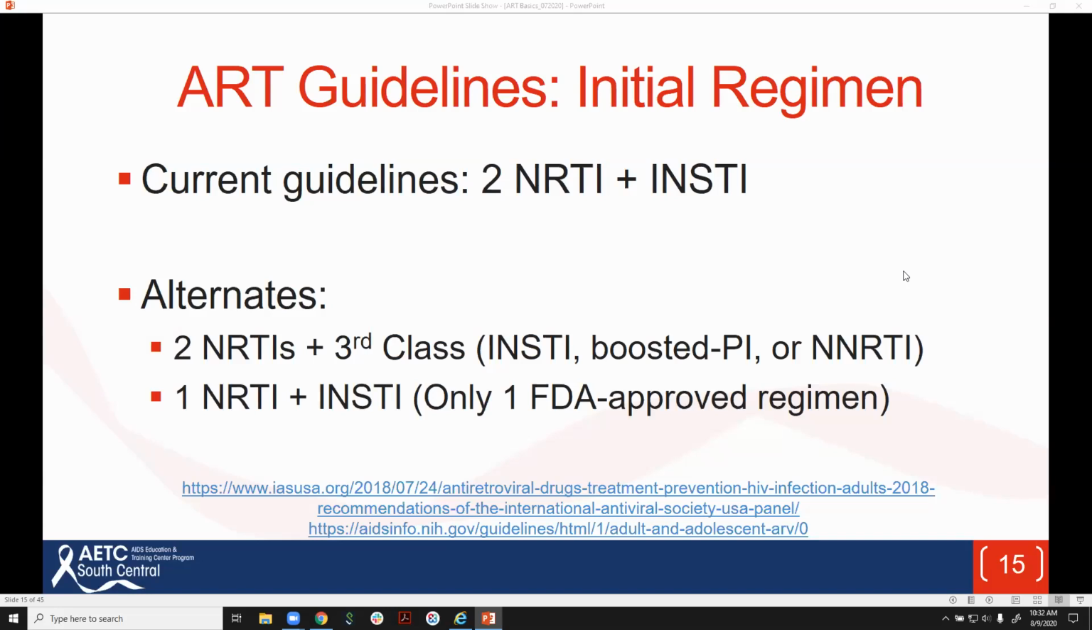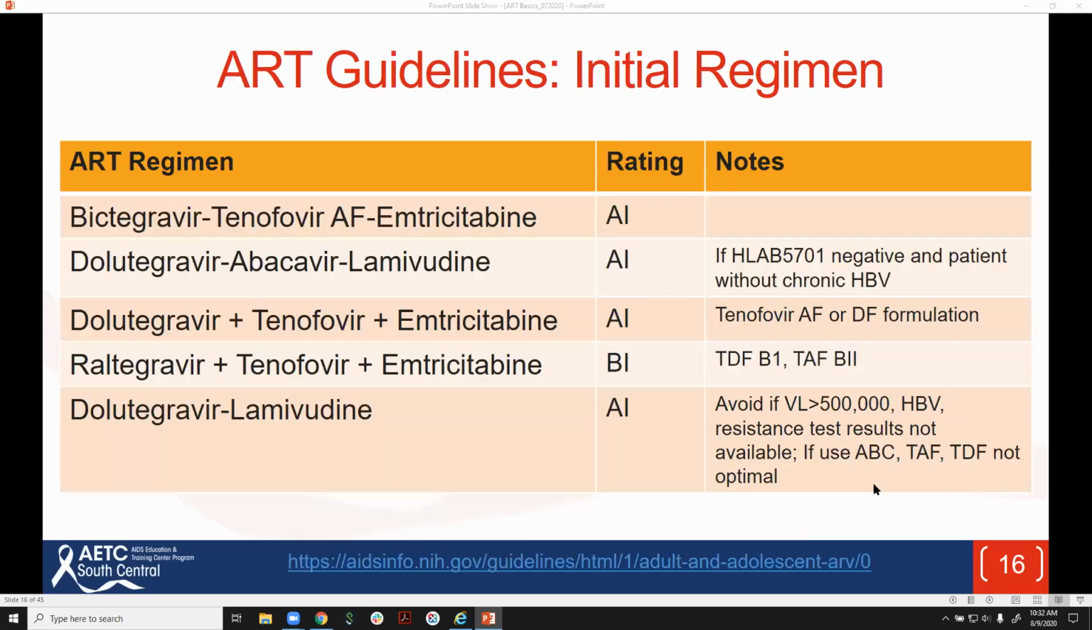Those would be the 2 NRTI backbone plus a third class, again, the INSTI, or a boosted protease inhibitor, or an NNRTI, non-nucleoside reverse transcriptase inhibitor. And there's one FDA approved regimen that is 1 NRTI plus an integrase strand inhibitor. You'll have these slides, and this will be helpful as opposed to trying to memorize all of this now.